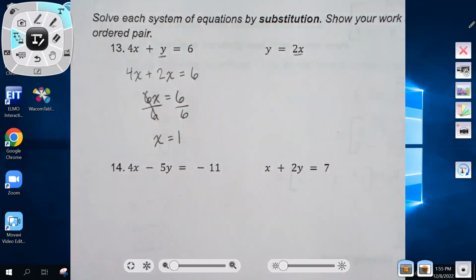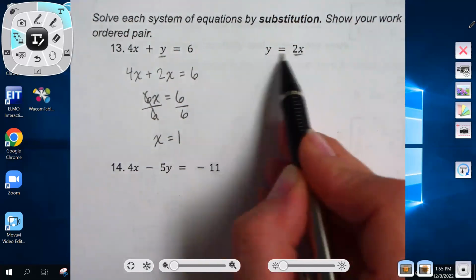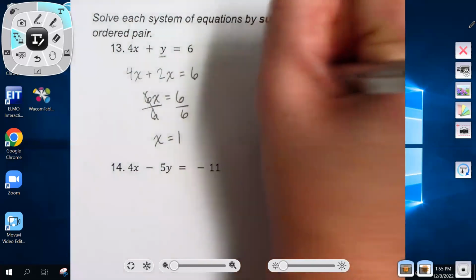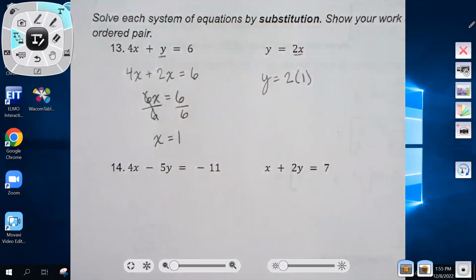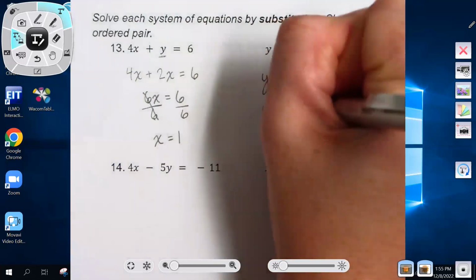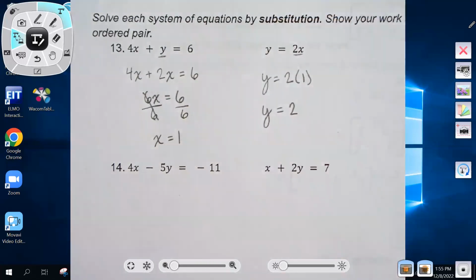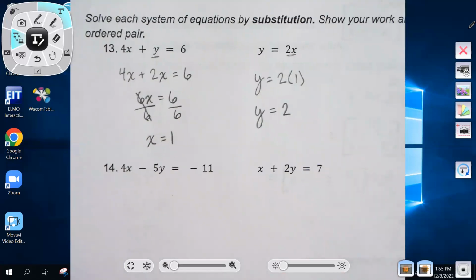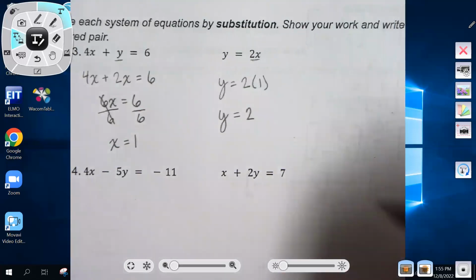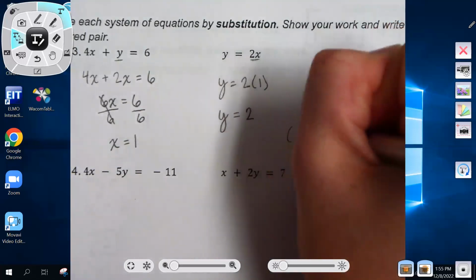Now that we know what x is, we can go into this equation that's already solved for y and plug in our value for x. So y equals 2 times 1, which is 2. Okay, our instructions say to write your solution as an ordered pair. So our solution is (1, 2).